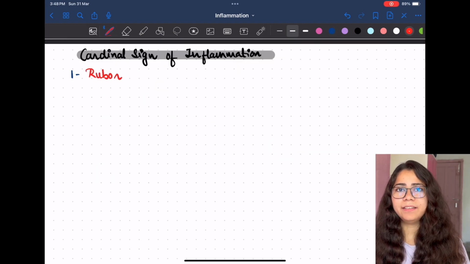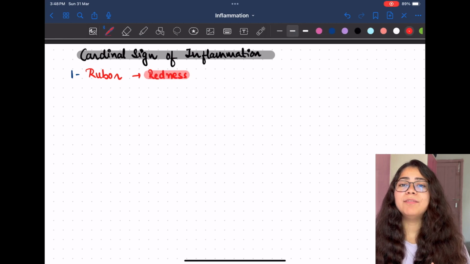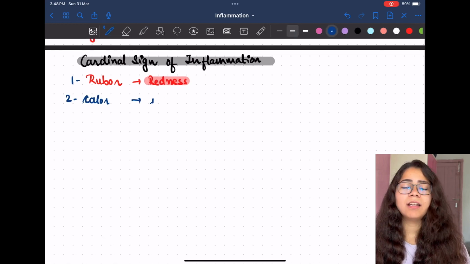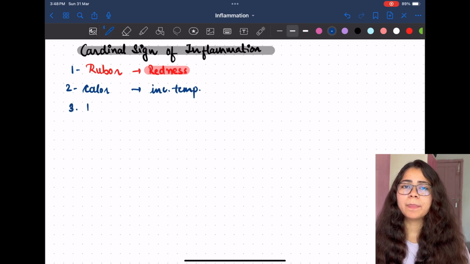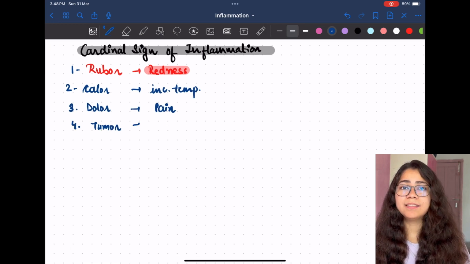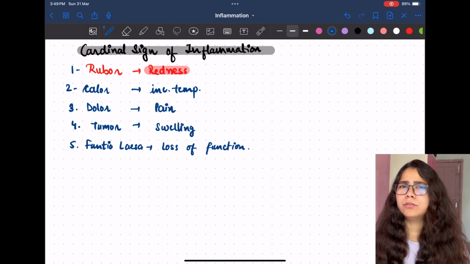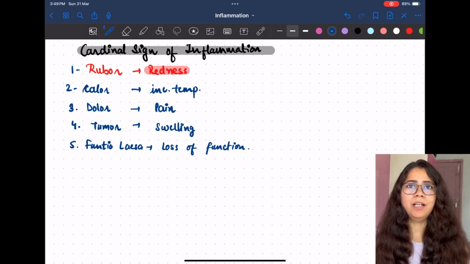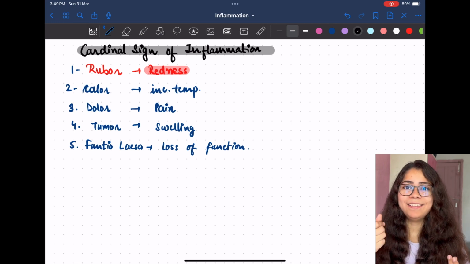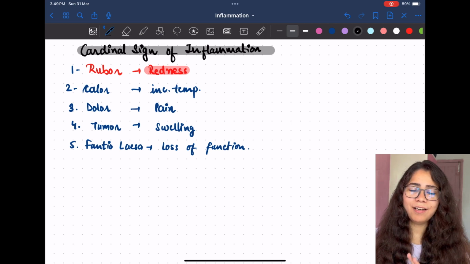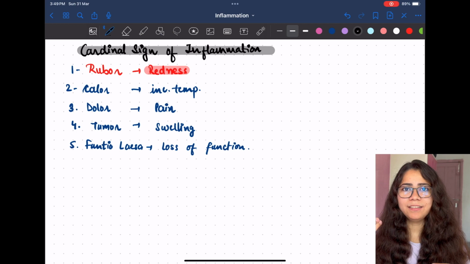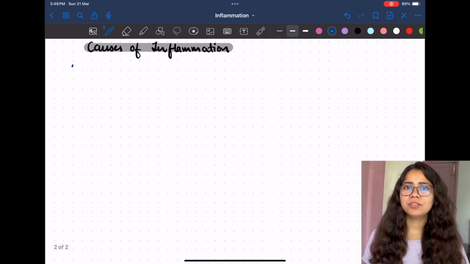Because of all these fights and reactions in inflammation, we develop rubor, that is redness, calor, that is increase in temperature, dolor, that is pain, tumor, that is swelling, and one additional, that is functio laesa, that is loss of function. So you can learn like rubor, R for redness, calor, calorie, increase in temperature, and dolor, dollar, money, money gives pain, and tumor, like not that harmful one, but it's like a small swelling. And functio laesa is function loss. It's that simple.